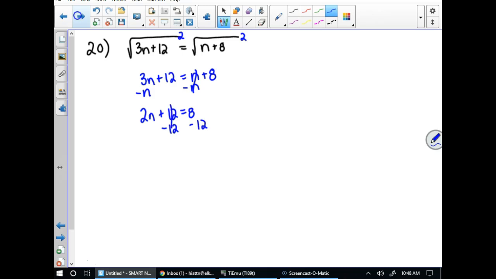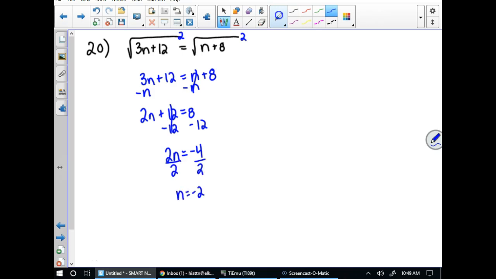You can do it by moving everything to one side, but what I find kids doing a lot when they do that is they say 3n equals like 4, and they move their equal sign to where it's not supposed to be. So I get 2n equals negative 4. And then Adam, what's the last step on that one? Good.